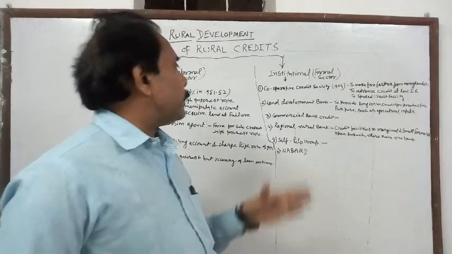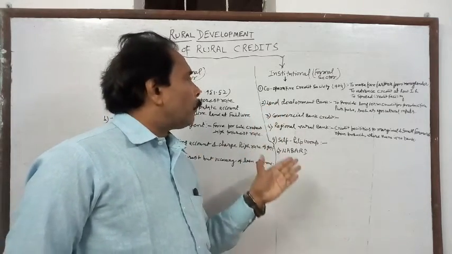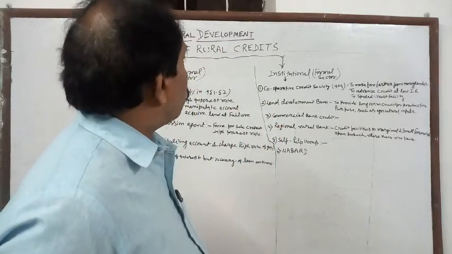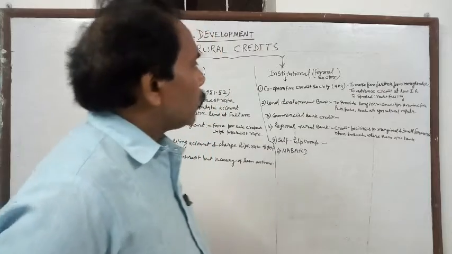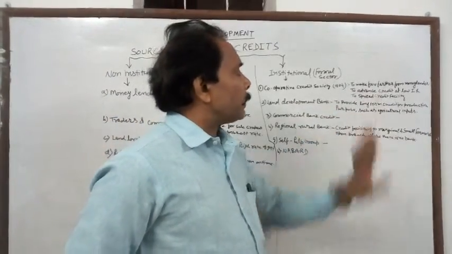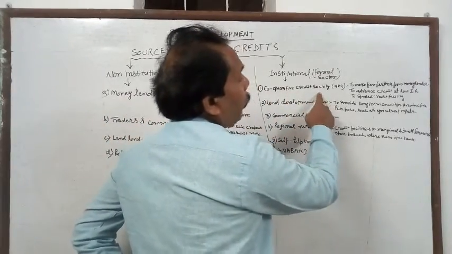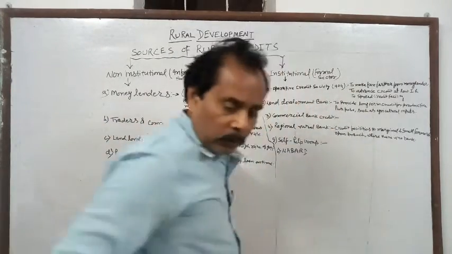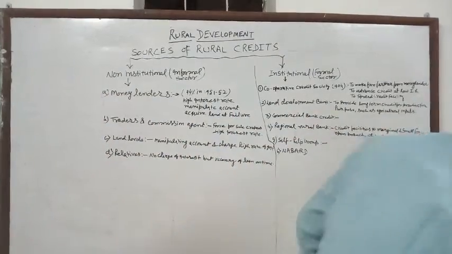Second, after some time another bank was developed for the development of rural credit, that was the Land Development Banks. Its main work was to provide long-term credit, whereas the Cooperative Credit Society was providing short-term loans. So I must mention here, that is the short-term loans.